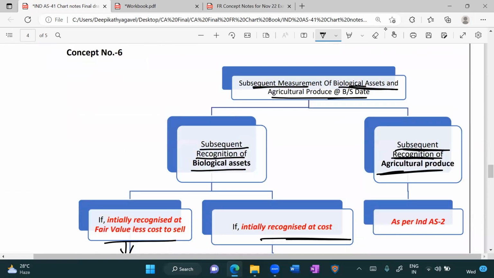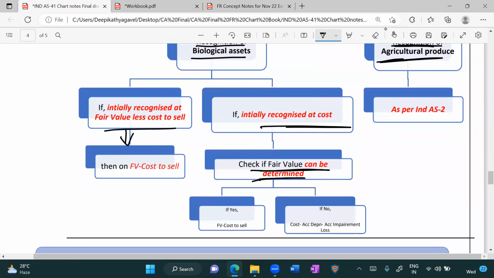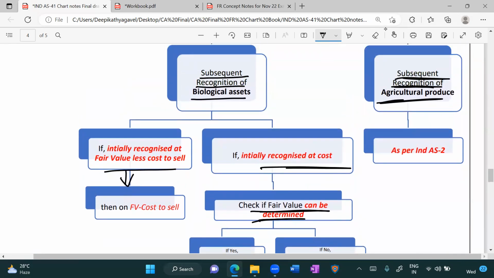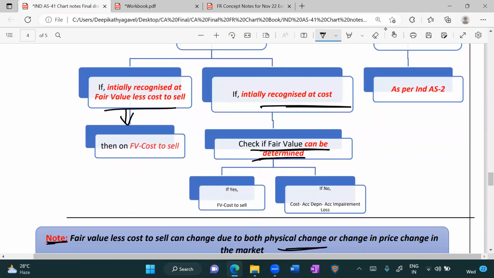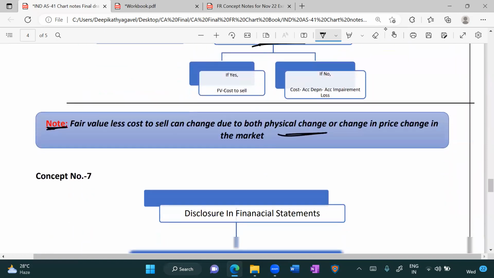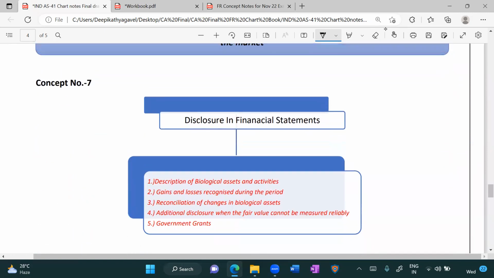Going to the subsequent recognition of biological asset, in case it was initially recognized at fair value less cost to sell, now also you will recognize it at fair value less cost to sell. If initially it was recognized at cost, see whether now you are able to determine the fair value. If yes, record it at fair value less cost to sell. If you are not able to determine, then record it at cost less accumulated depreciation less accumulated impairment loss. And for agricultural produce, subsequent recognition will happen under which standard? In IND AS 2 Inventories, because only till the point of harvest, IND AS 41 will apply.